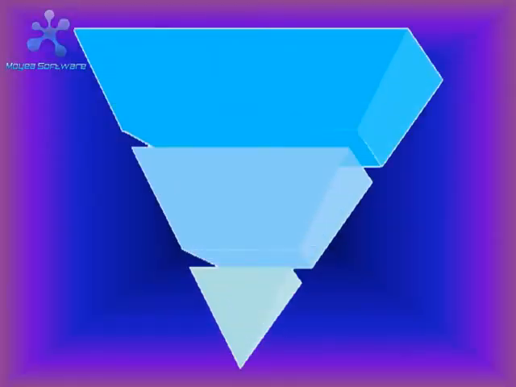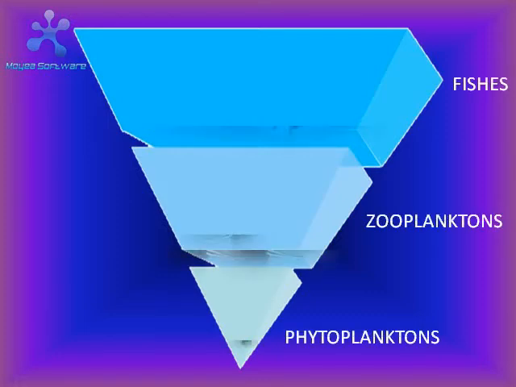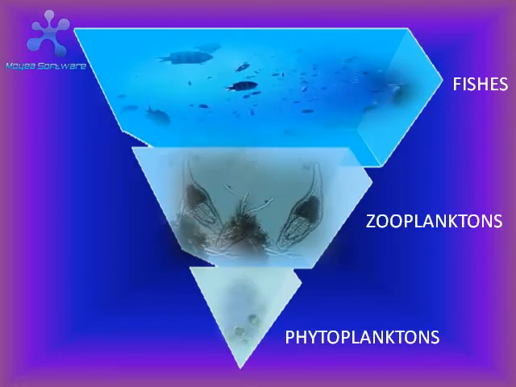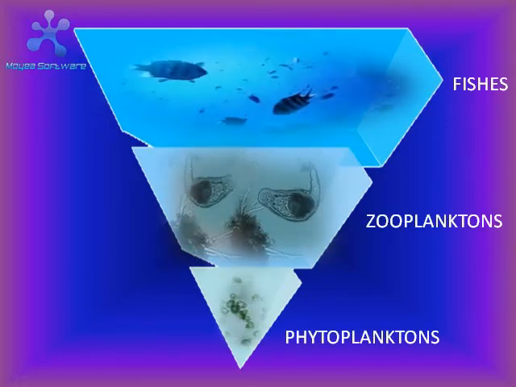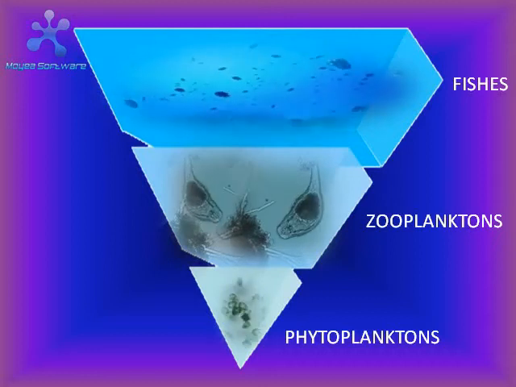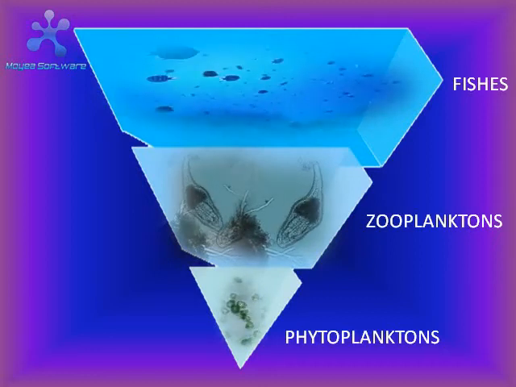A pyramid constructed taking into view the biomass, which is the dry weight of all the matter in organisms at each trophic level, is called a pyramid of biomass. For most food chains, the pyramid of biomass will be upright. In some aquatic food chains, it may be inverted.